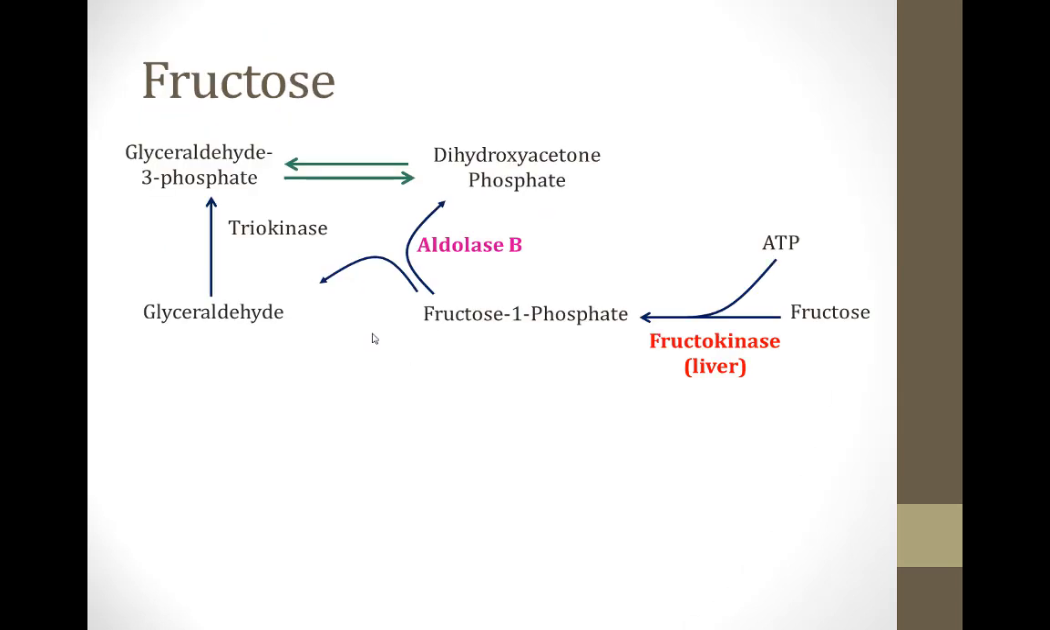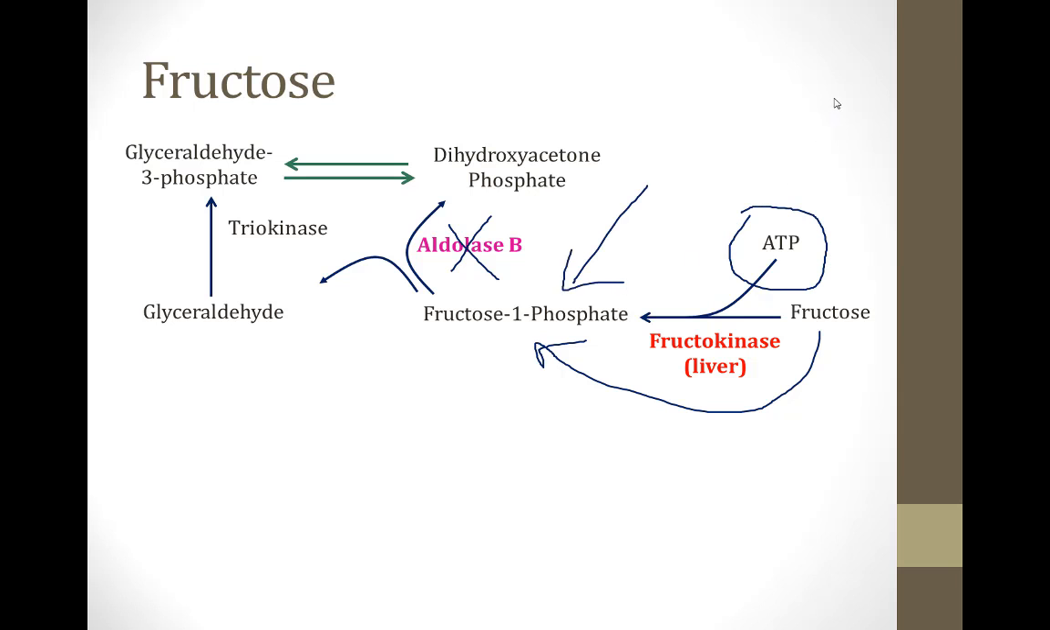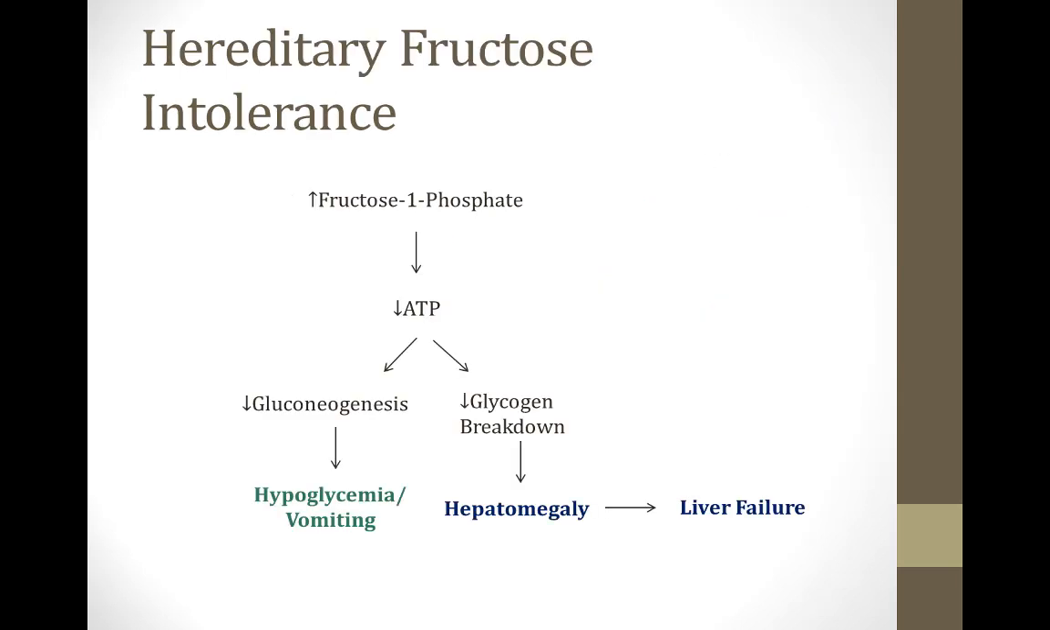Going back a couple of slides, in hereditary fructose intolerance, the problem is that aldolase B is dysfunctional. As a result, the liver takes up fructose and converts it to fructose 1-phosphate, but the fructose 1-phosphate cannot be metabolized any further. As a result, much of the ATP inside of liver cells gets tied up in the form of fructose 1-phosphate, and there is not enough ATP left around for the liver to perform its other functions like gluconeogenesis. Here's a map of how the symptoms develop in hereditary fructose intolerance.